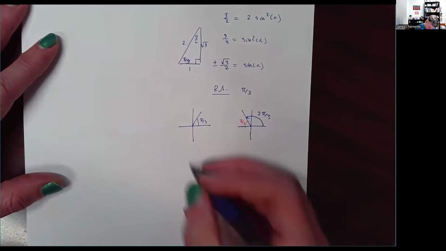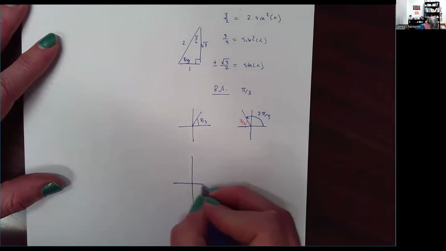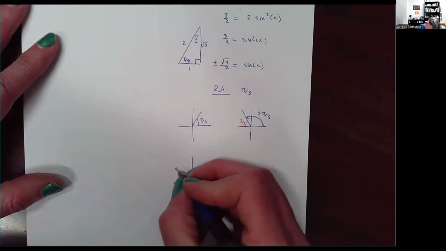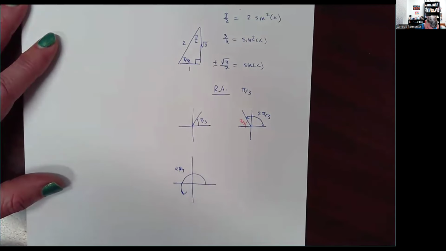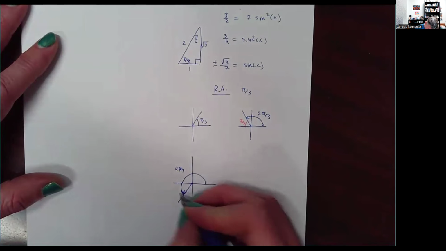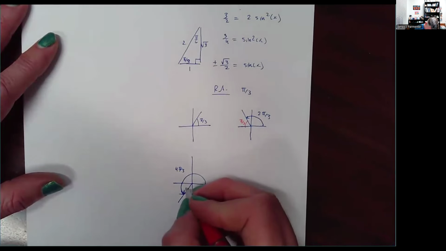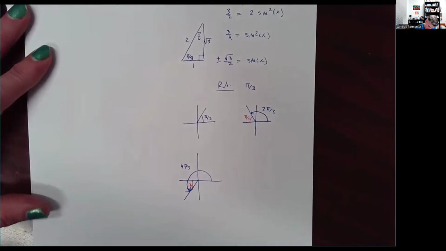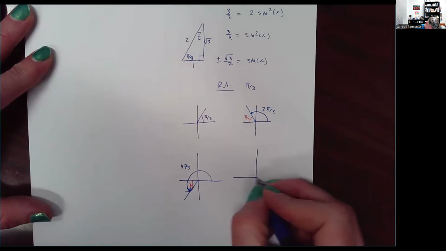In quadrant 3, we want 4 pi over 3 because the angle is pi plus pi over 3. Right? That's your reference angle, pi over 3. So it's pi plus pi over 3. And finally, in quadrant 4, 5 pi over 3.